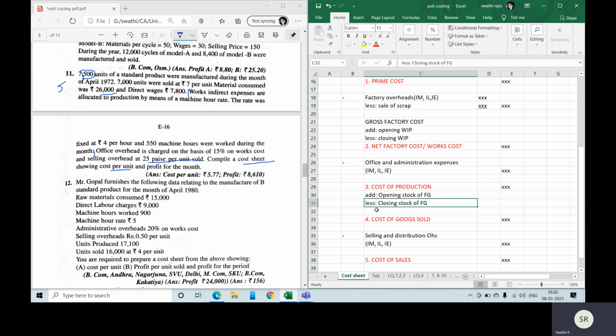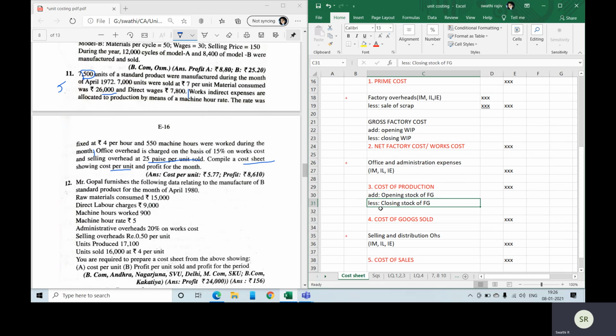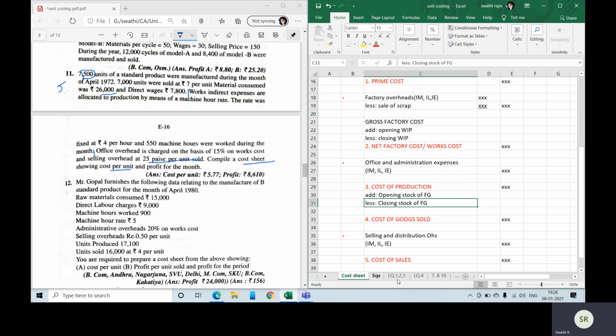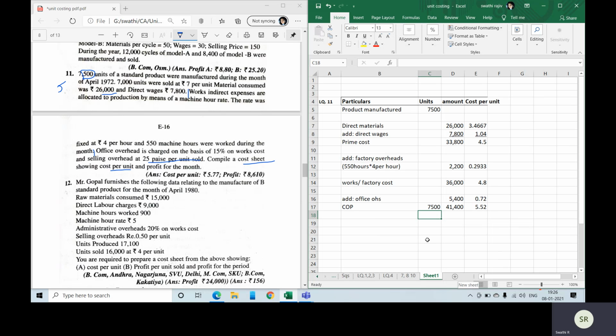And what do we do? What is the treatment that we do with closing stock? They are deducted from cost of production. Hence, we will deduct closing stock of finished goods. We have 500 which we have not yet sold. That's clearly given in the question.